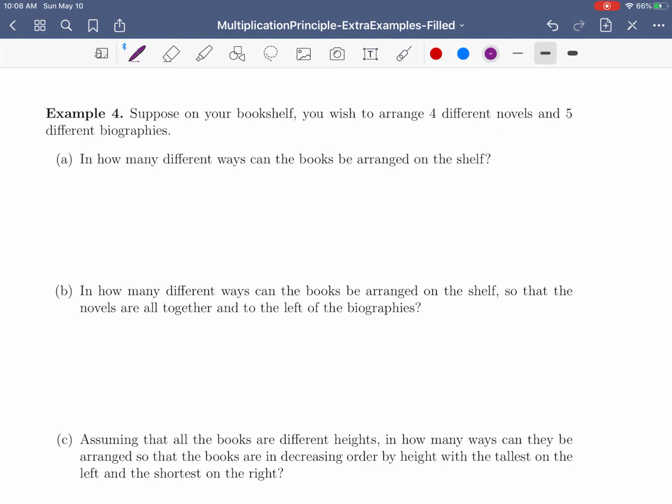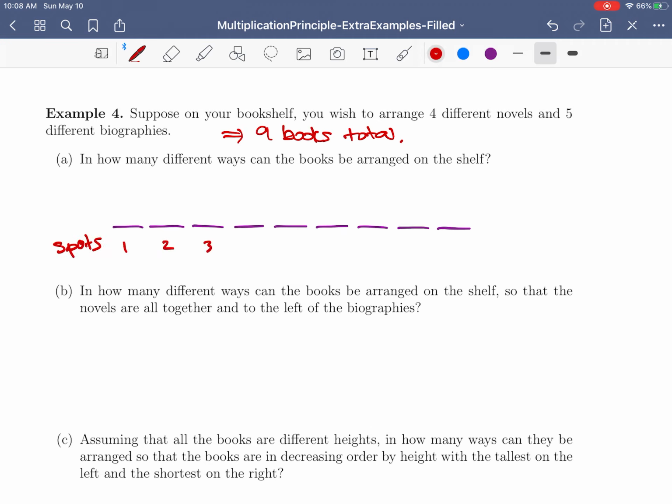So on your bookshelf, you want to arrange 4 different novels and 5 different biographies. So how many ways can you arrange all these books on your shelf? Let's just notice here there's 9 books total. Okay, now you want to put all of them on the shelf. So we're going to have 9 spots: 1, 2, 3, 4, 5, 6, 7, 8, 9. Okay, so these are your spots.